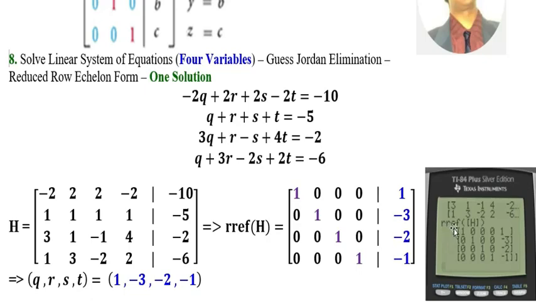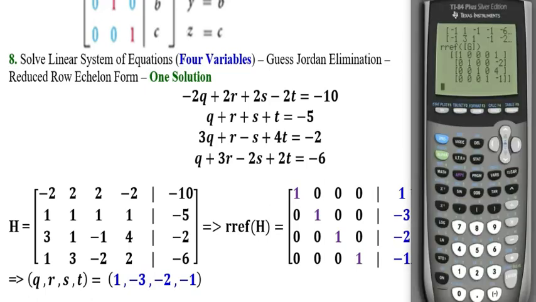And when we do RREF of H, we get 1, 1, 1, 1 in the diagonal, 0 above the diagonal, 0 below the diagonal, augmented with 1, minus 3, minus 2, minus 1. That means Q equals 1, R equals minus 3, S equals minus 2, T equals minus 1. And here it is.